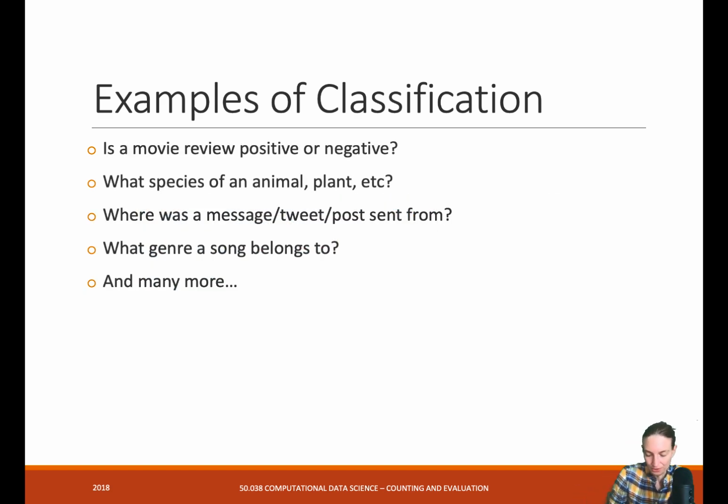Other examples include movie reviews, so based on input text, is it positive or negative? What is the species of this plant? I have this app on my phone. You can scan a tree and it'll tell you what type it is. Where was this message sent from? What genre does a song belong to? Will a song be a hit or not? Many, many more examples of classification tasks exist.